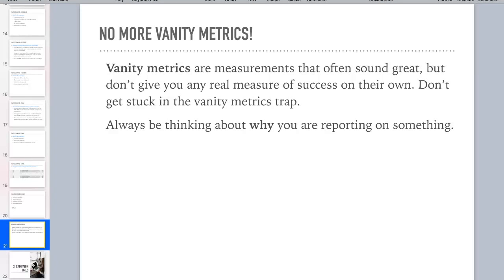So those are the types of examples that I want you to keep in mind when you're reporting in the future. Always remember that you have to explain the why of why you're reporting on that specific metric.